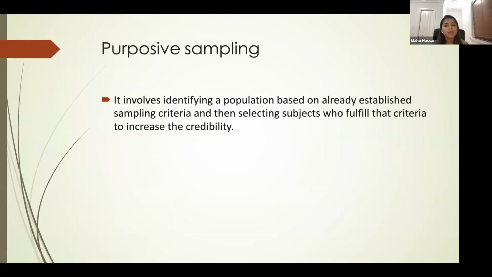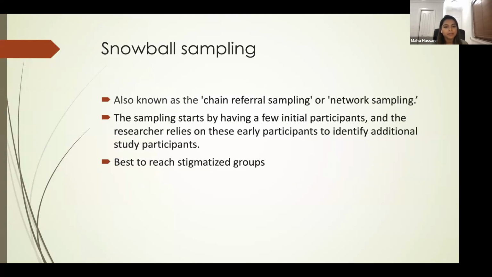Purposive sampling is where you identify a population based on already established sampling criteria, and then you select subjects who fulfill that criteria to increase credibility. These are the two types of sampling methods that I have used, and not just me, but other researchers at my research center at the University of Toronto. The purposive sampling, which I just spoke about, and then the snowball sampling.